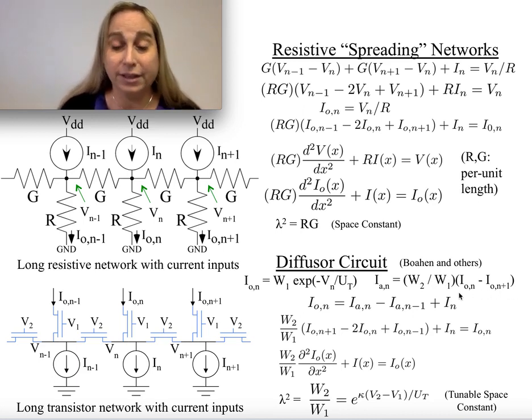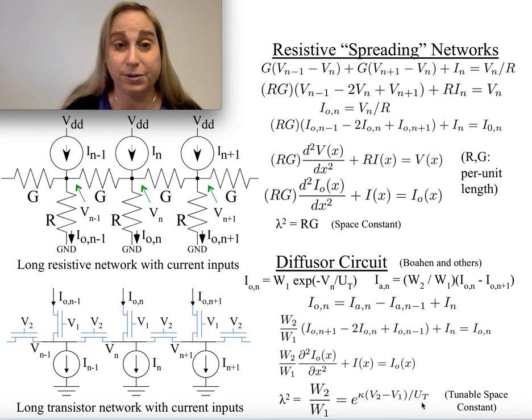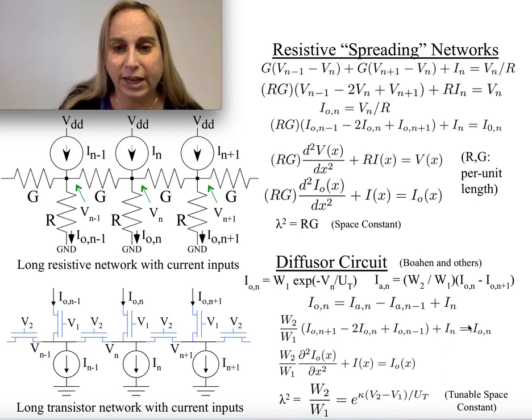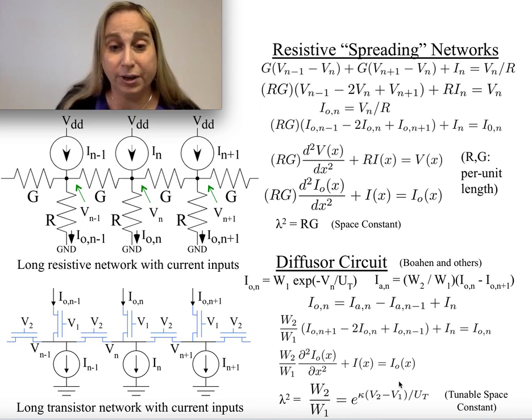And so you can start to write linear expressions, and what's interesting is that W2 over W1 and all of these terms here look incredibly similar to this expression, except that instead of RG, it's now W1 over W2. W1 over W2 is going to be related to e to the kappa V2 minus V1 over UT, because you're going to be seeing that with your subthreshold elements. But otherwise, this looks the same. And I can make the same approximation in making a differential equation out of it, where now my space constant, lambda squared, is related to this ratio, which is quite tunable.